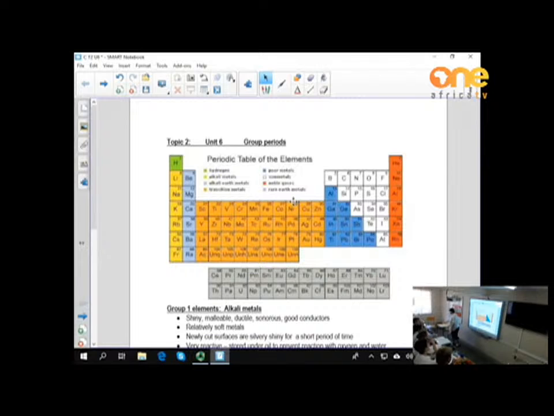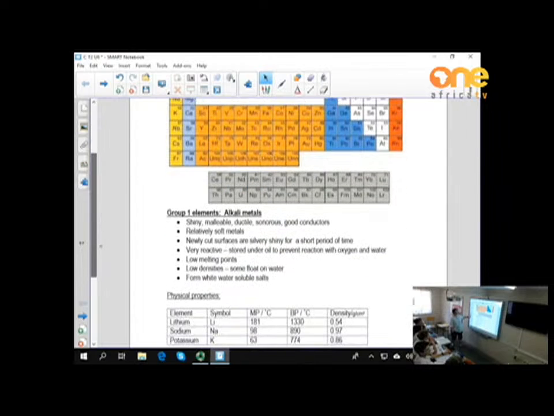The heading in your textbooks says group properties. So we are basically going to have a look at the periodic table and the different groups of elements on the periodic table, and we are going to look at properties that have trends within the groups. Okay.